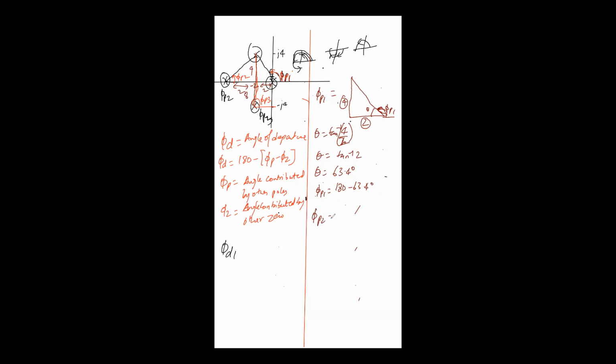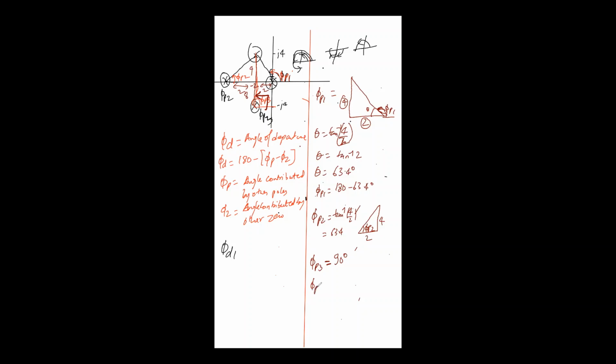Now calculate phi p2. For phi p2, the triangle is like this. This is 2 and this is 4, so again it will be tan inverse of 4 by 2. Phi p2 is nothing but 63.4 degrees. Now calculate phi p3. This angle is 90 degrees only.